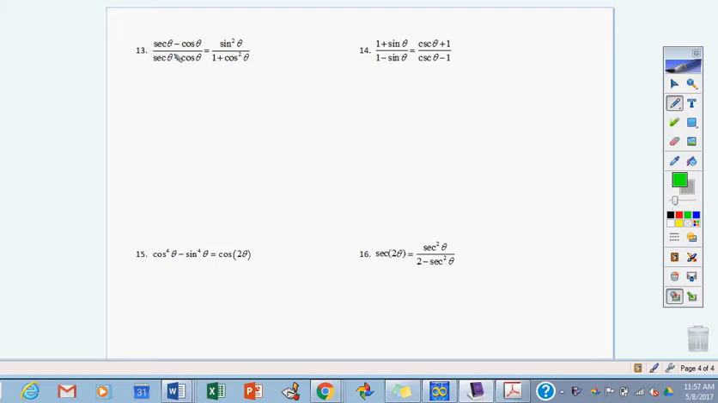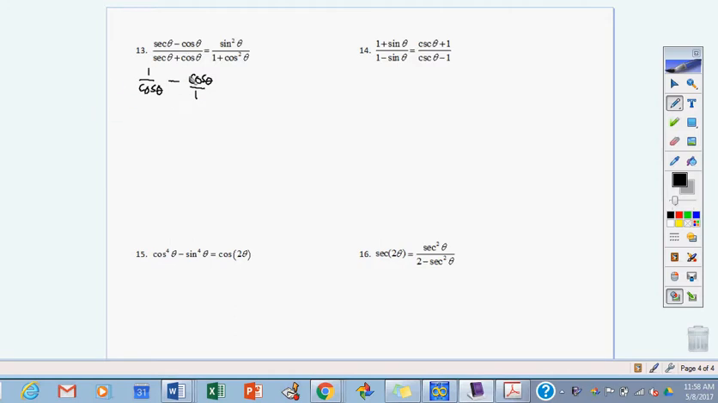Looking at number 13, I'm going to start with the left side because it's not in terms of sines and cosines right now. The right side already is. So I'm going to start, not the only way to do this, but I'm just going to convert into sines and cosines. So I'm going to turn it into 1 over cosine theta minus cosine theta over 1.